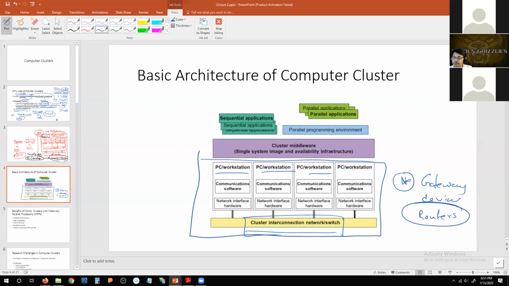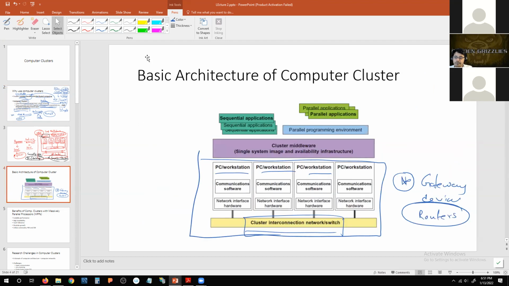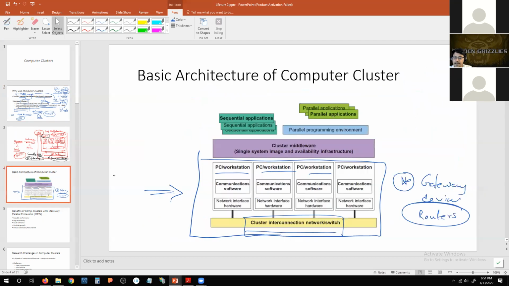Okay, so this definition that we looked upon, the first point here, which is saying that a collection of interconnected standalone computers, this is the part which kind of facilitates that. On top of that, now we will look at the second bullet point of the features or the definitions of a computer cluster, which says that it should be able to work collectively, it should be able to work cooperatively, and provide an illusion of a single integrated computing resource pool. So that is effectively implemented by this second subset or the second platform, which is known as a middleware.